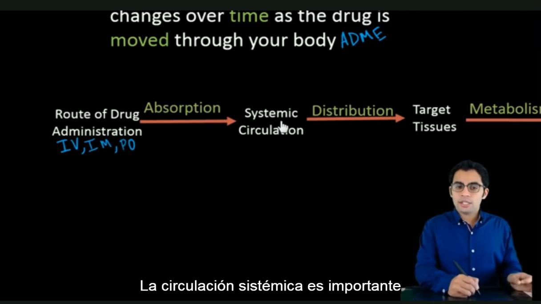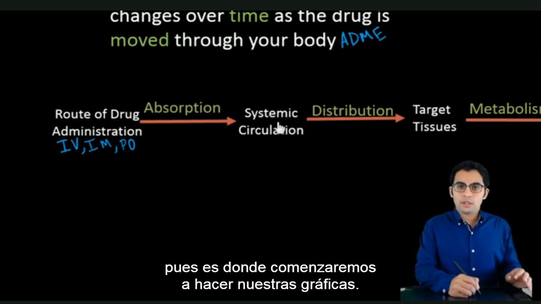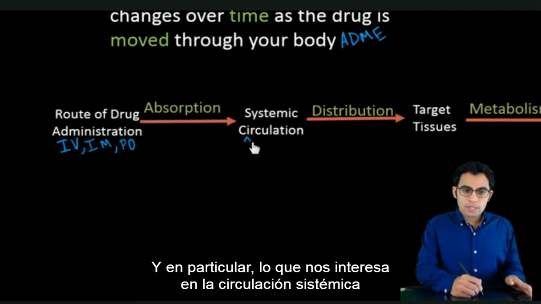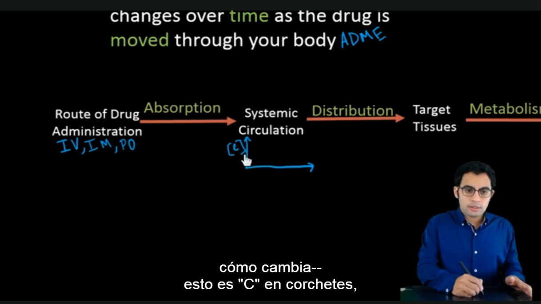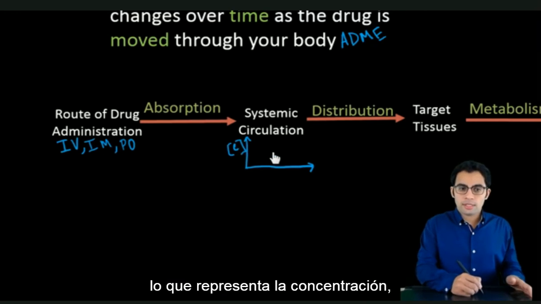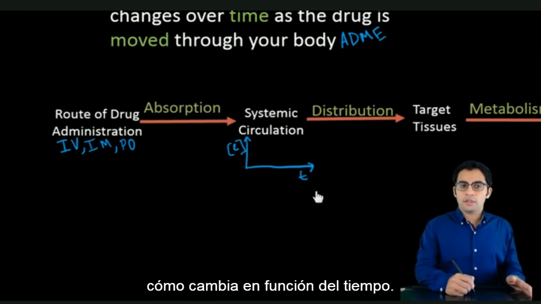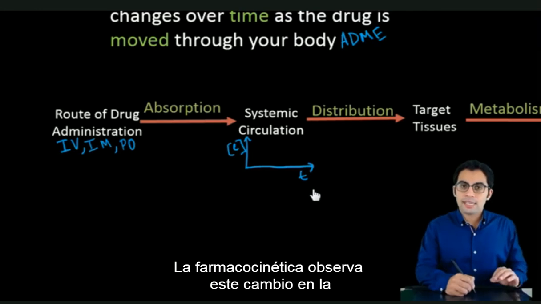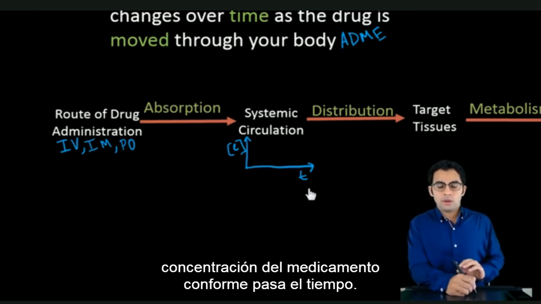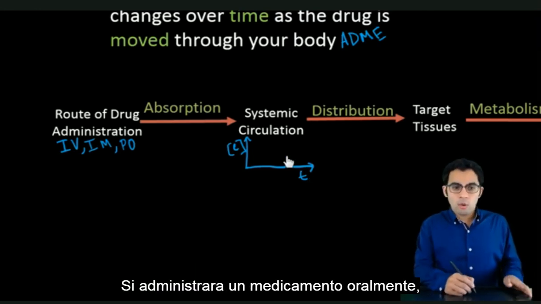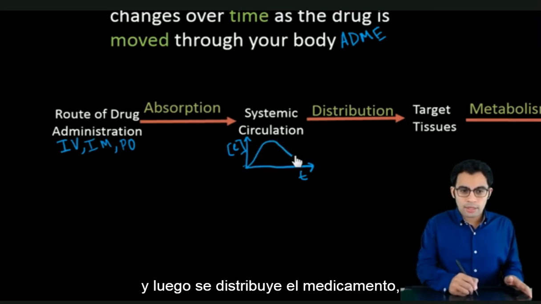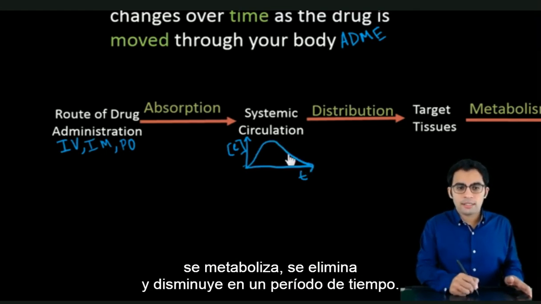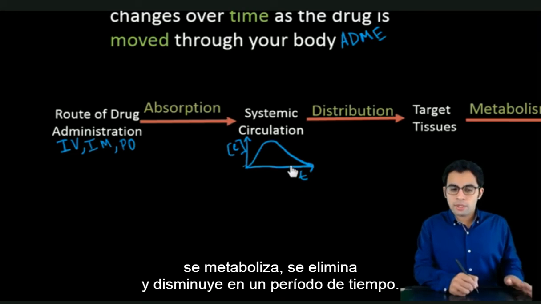Now, the systemic circulation is important because this is where we start doing our graphs. And in particular, what we care about in the systemic circulation is the concentration of the drug, how it changes. So this C with brackets around it represents concentration. How it changes as a function of time. Pharmacokinetics is looking at this change in drug concentration over time. So if I was to give a drug orally, I might see a graph where the concentration goes up over time, and then that drug gets distributed, metabolized, and eliminated, and it goes down over a certain period of time.